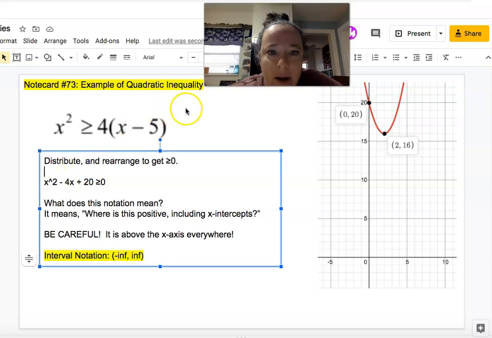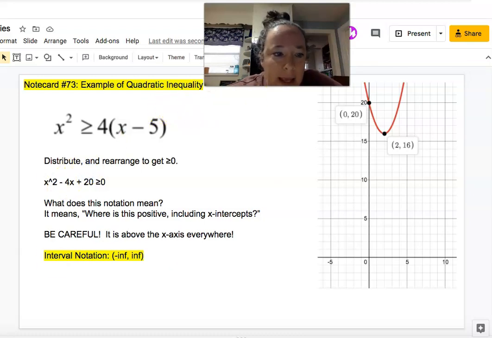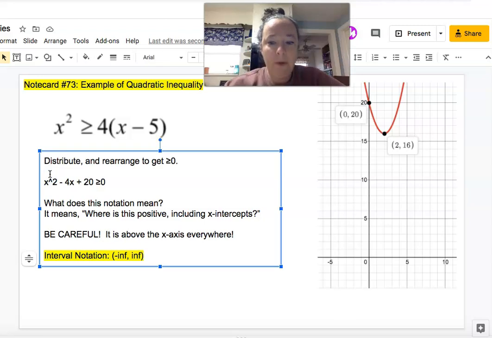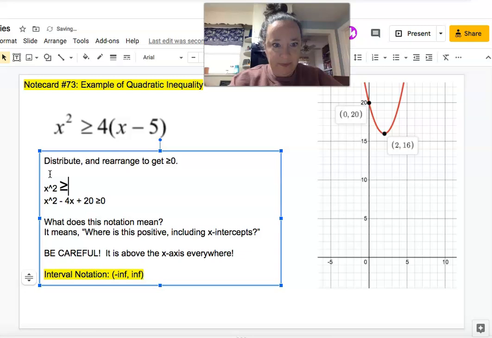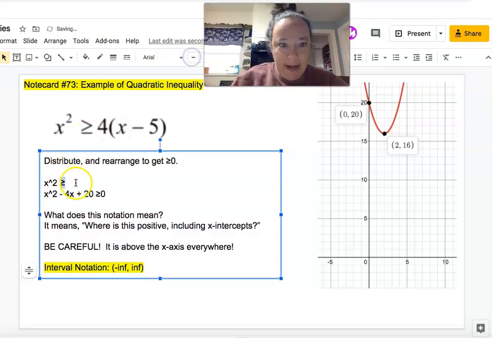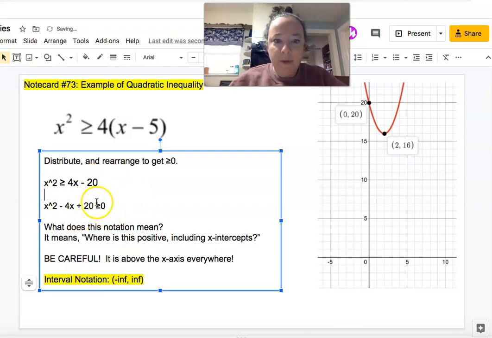All right, so now we're on to the last note card, and it's x squared greater than or equal to 4, parentheses, x minus 5. You're going to need to distribute and rearrange to get greater than or equal to 0. So when you do that, you're going to get x squared is greater than or equal to 4x minus 20. So then you're going to have to subtract the 4x over and add the 20 over, and you'll get here. And it's greater than or equal to 0.